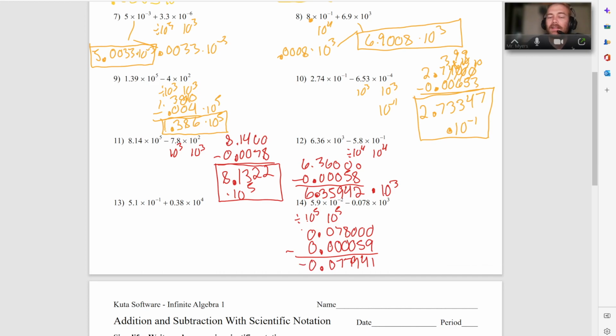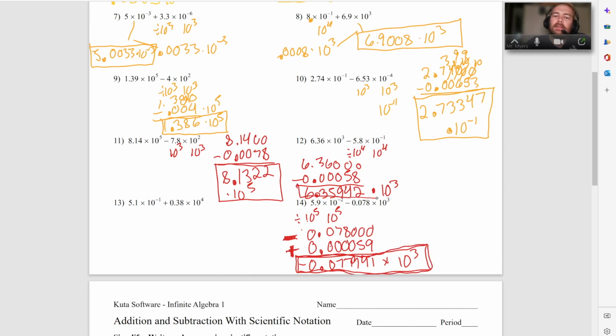Okay, but that's going to be negative because actually this right here is the negative, this is the positive. So my answer is going to be negative actually, times 10 to the 3rd power. That was actually kind of tricky.